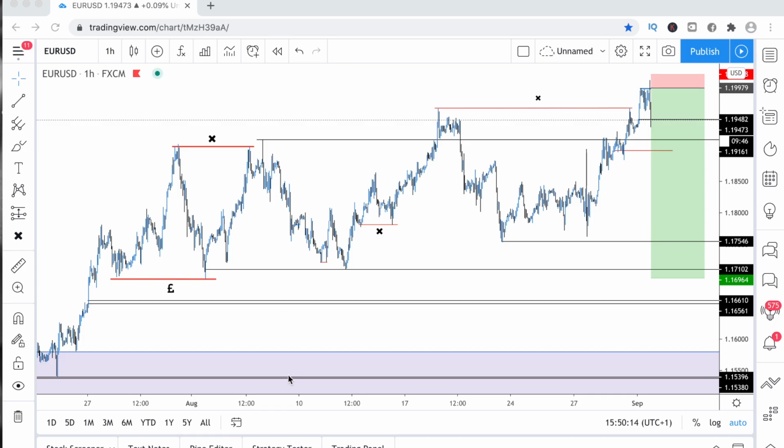So guys, this is Euro USD, so I'm going to quickly break down what's going on and how I managed to get my entry. Obviously, there's been multiple different entries along the way, but this is the one I'm currently in right now, this one over here.